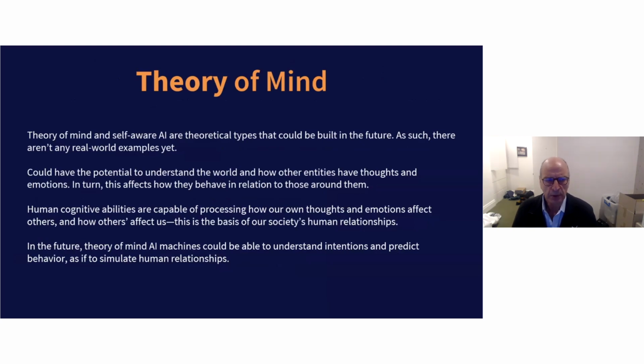is where you become self-aware. So these are theoretical types that have the potential to understand the world and how people and entities interact with each other. And human cognitive abilities far outstrip any AI model in this area, because we know how thoughts and emotion affect others, and AI algorithms don't have the ability. But this certainly is something that could come in the not too distant future.